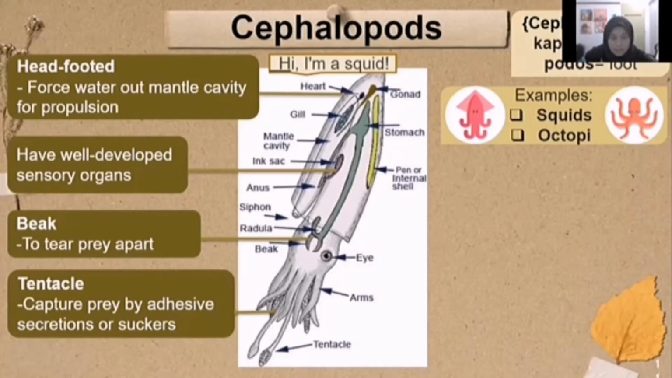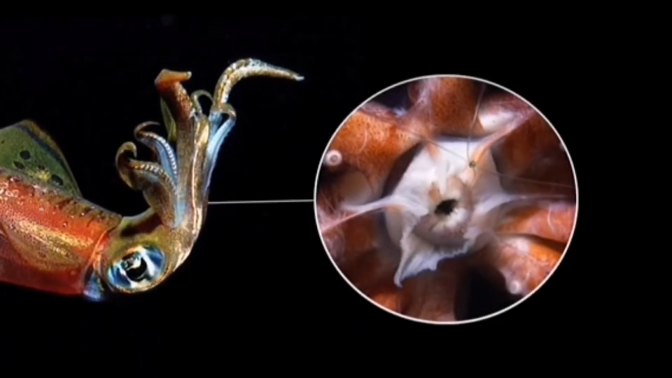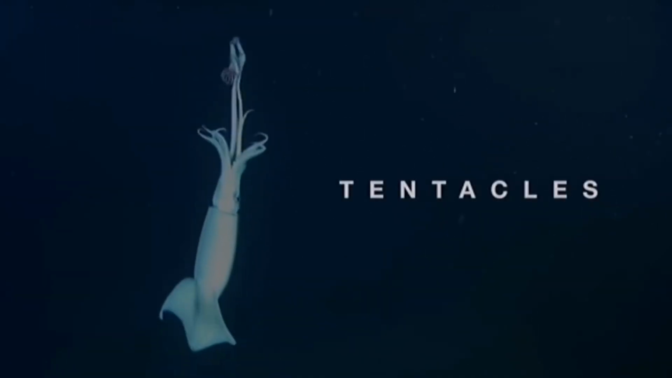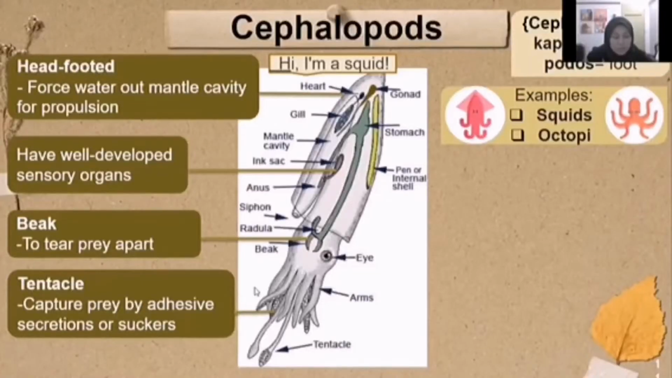This is the beak. The beak is used to tear prey apart. They also have tentacles, which are used to capture prey by adhesive secretions or suckers.